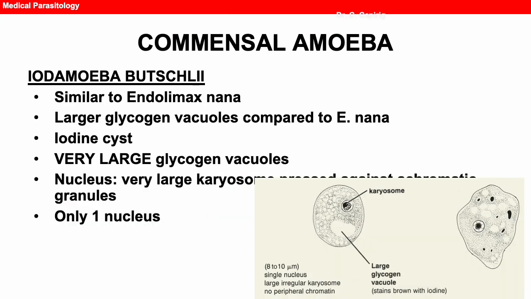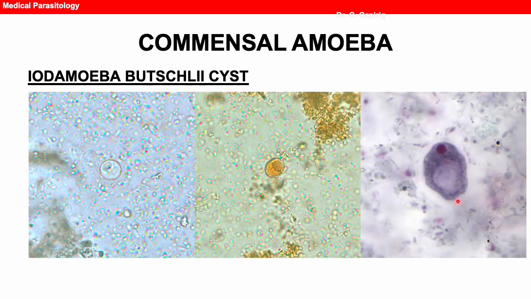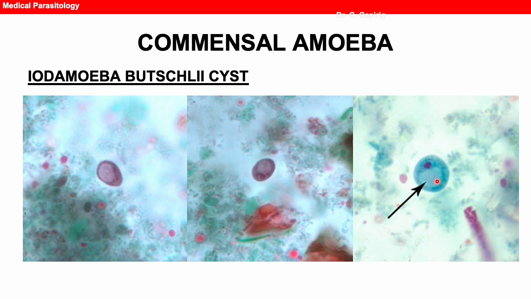Iodamoeba buetschlii is similar to Endolimax nana. However, it has larger glycogen vacuoles. That is a notable characteristic. This is the glycogen vacuole. The karyosome is also centrally located and large, just like in Endolimax nana. The only notable difference here is the large glycogen granules. Here you see a glycogen body. This is the glycogen of Iodamoeba buetschlii. You see the karyosome is large as well. This is very notable, Iodamoeba buetschlii.